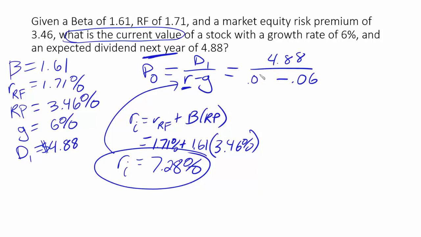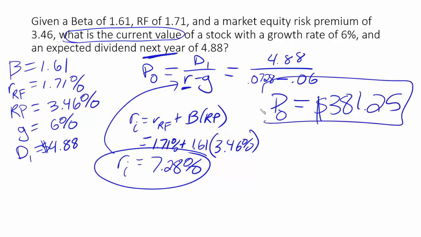Okay, so we can now take this return and plug it into the Gordon growth model. So this is going to be 0.0728. So that's going to tell us that our current price is going to be equal to $381.25.